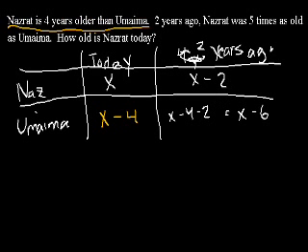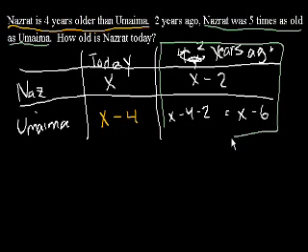Now we have one final piece of information in this problem. It says 2 years ago, Nusrat was 5 times as old as Umama. So we're in this situation. 2 years ago, that's what the sentence says, so it's this situation. Nusrat, which is X minus 2, was 5 times older than Umama, which is X minus 6. So let's just write that down.